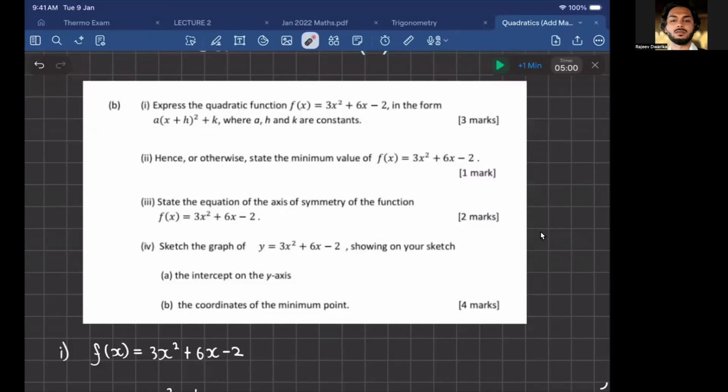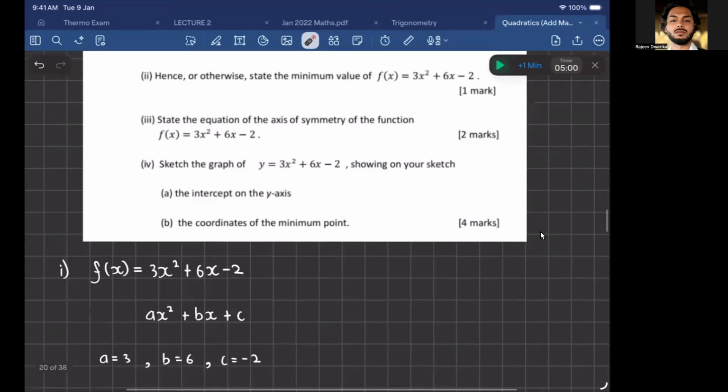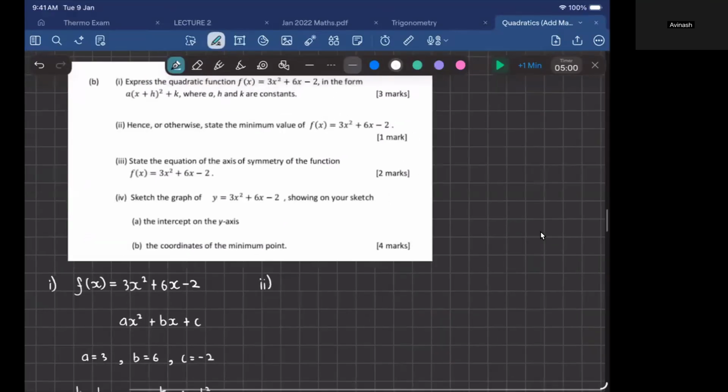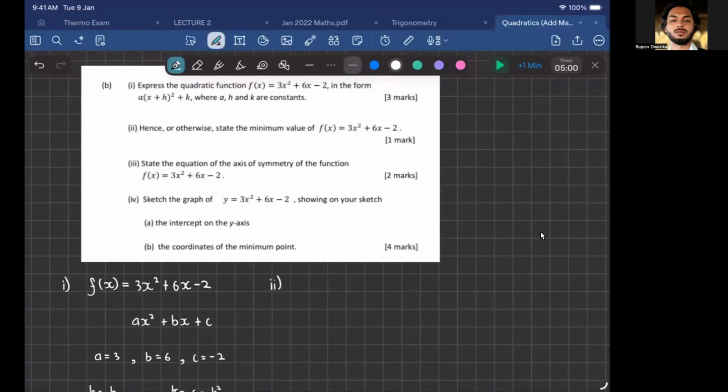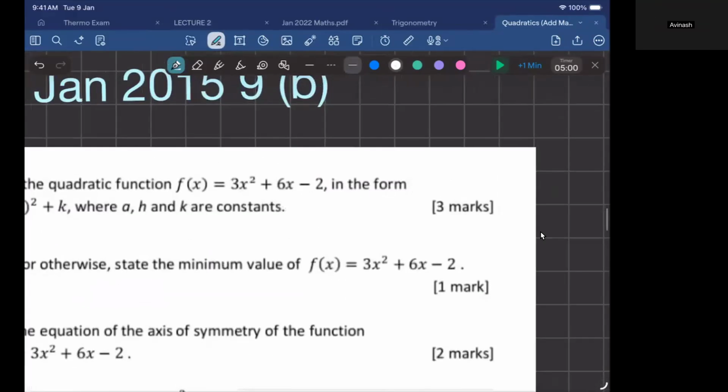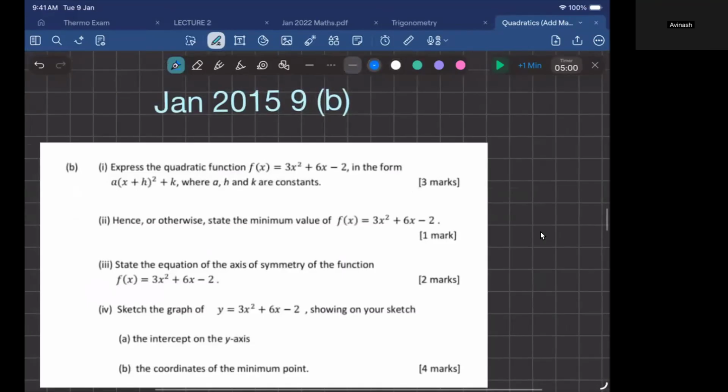The next part: hence or otherwise, state the minimum value of f(x) equal to 3x squared plus 6x minus 2. So Avinash, do you remember how that goes? Do you remember how to figure out if a graph would be a maximum or minimum? If you're positive, are you smiling or frowning? Smiling. That would be a minimum. And if you're negative, you're sad, so it'll be a maximum.